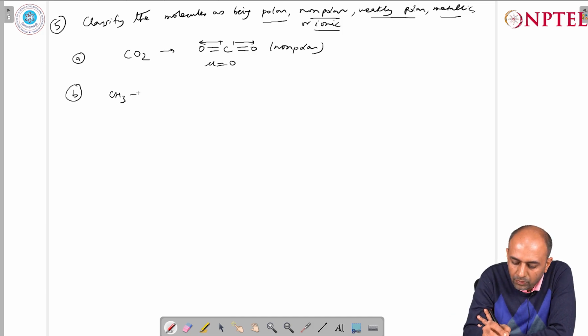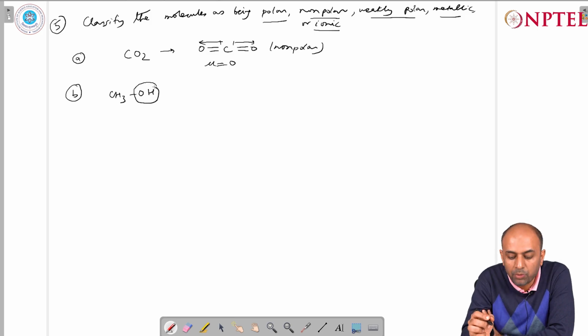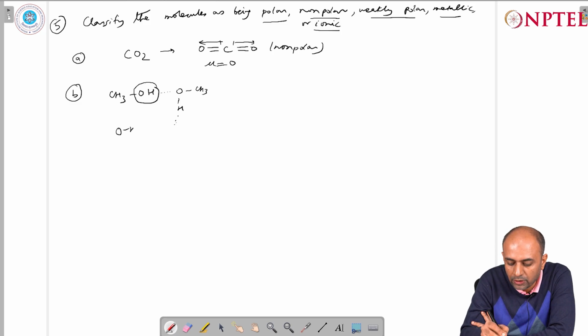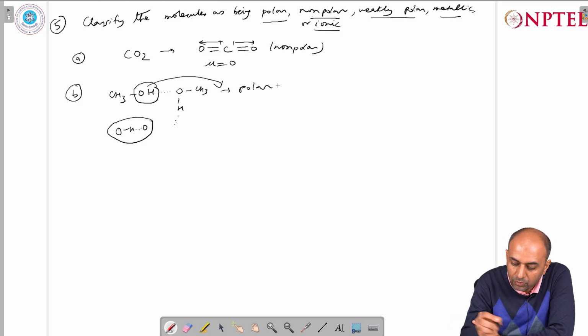Methanol is the next example. In methanol, we see that it has got a polar OH bond. So when you have a polar OH bond, it is expected to undergo hydrogen bond formation with another methanol molecule, and this hydrogen bonding can extend. Because you have this hydrogen bonding between the methanol molecules, this is the case of OHO hydrogen bonds. So the molecule methanol is a polar molecule.